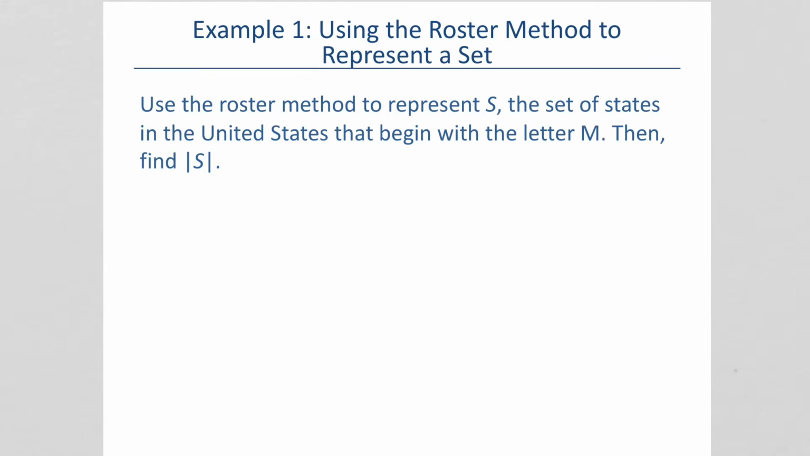Use the roster method to represent S, the set of states in the United States that begin with the letter M, and then find the cardinality. So we're going to list all the states that begin with the letter M, and I would probably have to look at a map to do this if it wasn't already listed out for me.